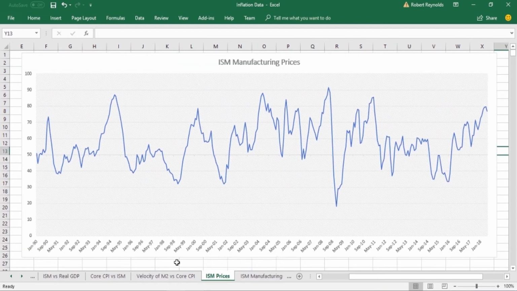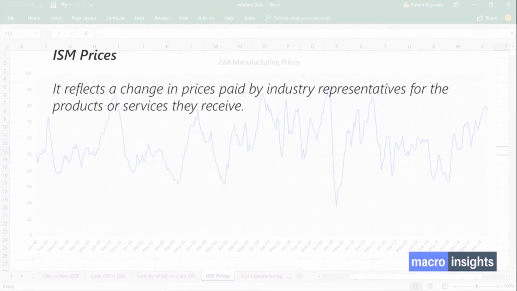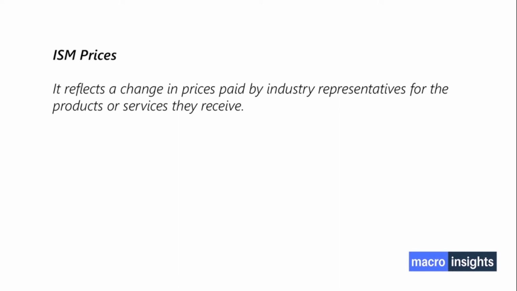So next we're going to look at ISM manufacturing prices. So what is ISM manufacturing prices? It reflects a change in price paid by industry representatives for the products or services they receive. So it's input prices rising. So if you can imagine, I'm producing a good or a service, and in order to produce that good or service, say it's build a home, I need lumber. So I go to the market and buy lumber. But every time I go to the market to buy lumber, that cost of lumber keeps rising. So if you go and look at the lumber price right now, it's just continuing to rise month over month over month.